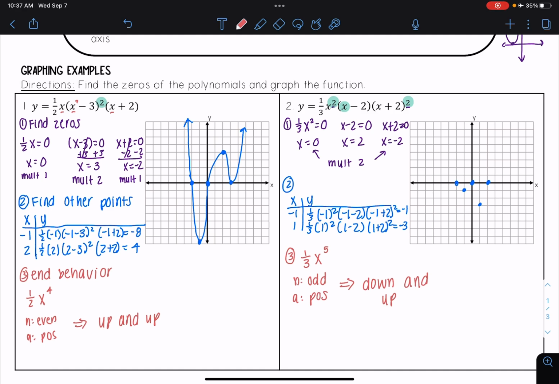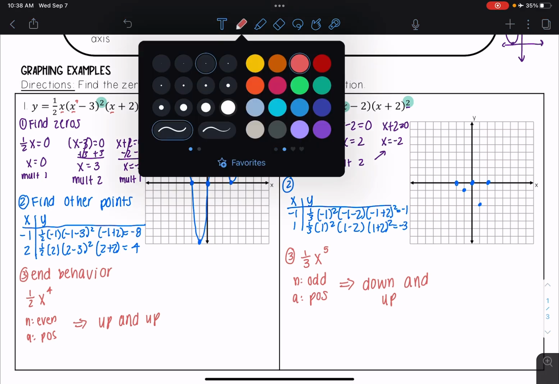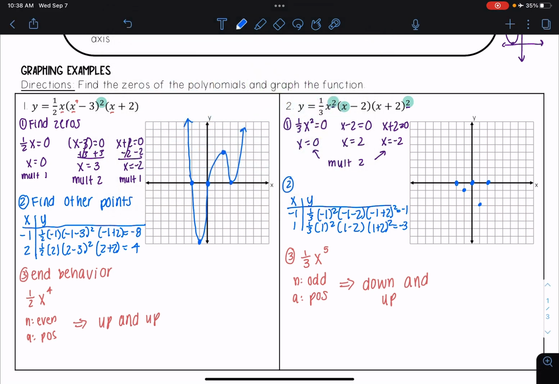Now I need to figure out which ones I'm just going to touch and which ones I'm going to pass through. My -2 has multiplicity of 2, so that means I'm touching it. My 0 also has multiplicity of 2, so that means I'm just touching it. But this last 0 has multiplicity of 1, so that means I'm going to pass through. So going through, I start down, I touch, and then pass through.